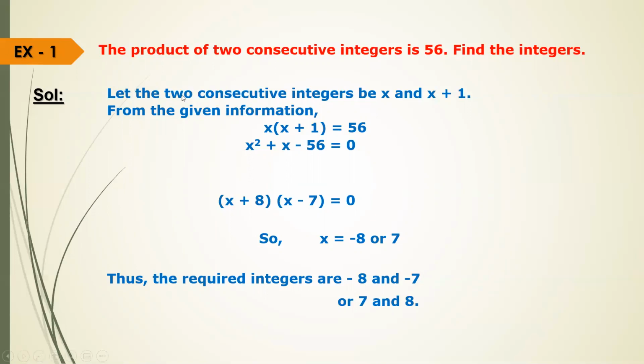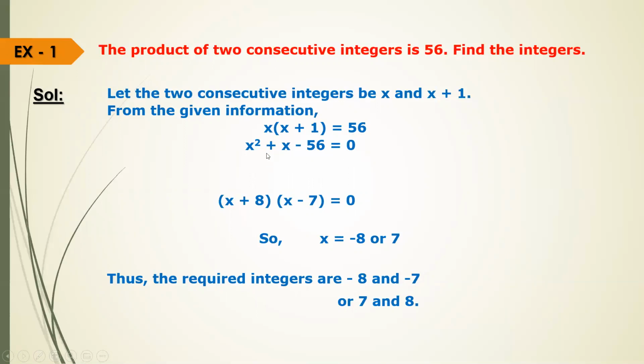So, first of all, we will take a variable, and I am taking the two consecutive integers as x and x plus 1. What is the condition given in the question? The product of the integers is 56. It means x, the first integer, into x plus 1, the second integer, x into x plus 1 is equal to 56. Multiply this: x square plus x minus 56 equal to 0.